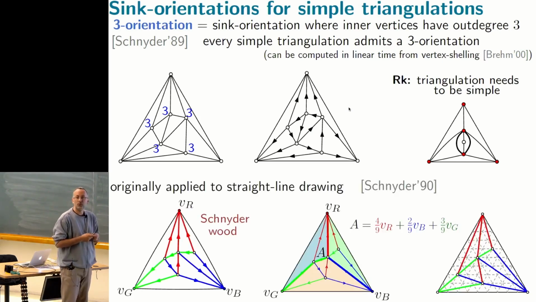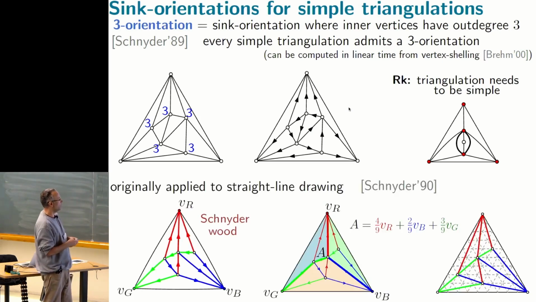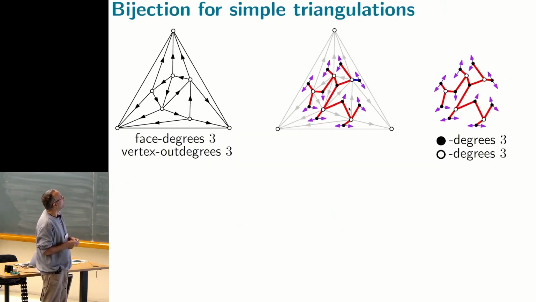So originally these structures were applied to a beautiful straight-line drawing algorithm by Schnyder, based on a face counting operation. So it's also a motivation to use this orientation. But here I will not use this colored incarnation, just the orientation. Okay, so now we can apply our general bijection, which we specialize to simple triangulations.